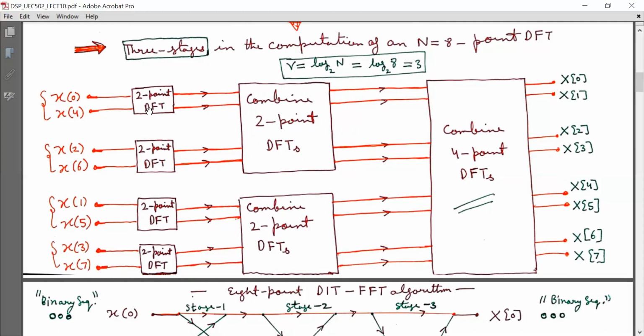Here are 4 2-point DFT blocks. Here at this stage, we combine 2-point DFTs. Here in this block, we combine 2-point DFTs, and in the third stage, we combine 4-point DFTs, and the output is the 8-point DFT, that is capital X[k] for k from 0, 1 to 7, and it appears in natural order.